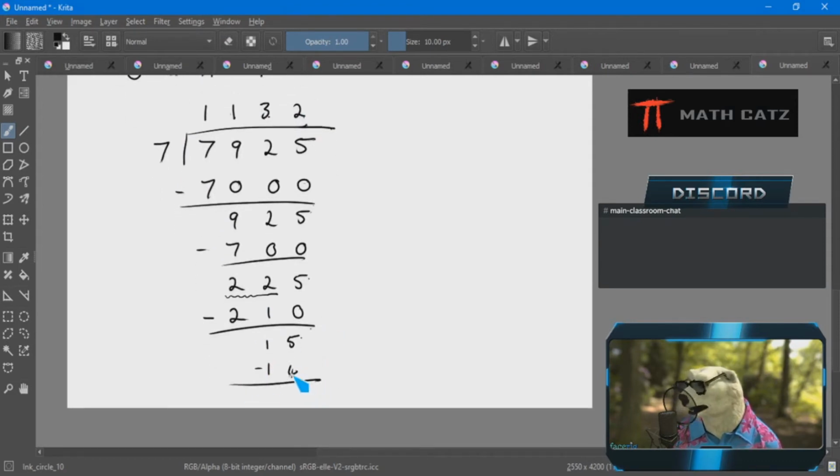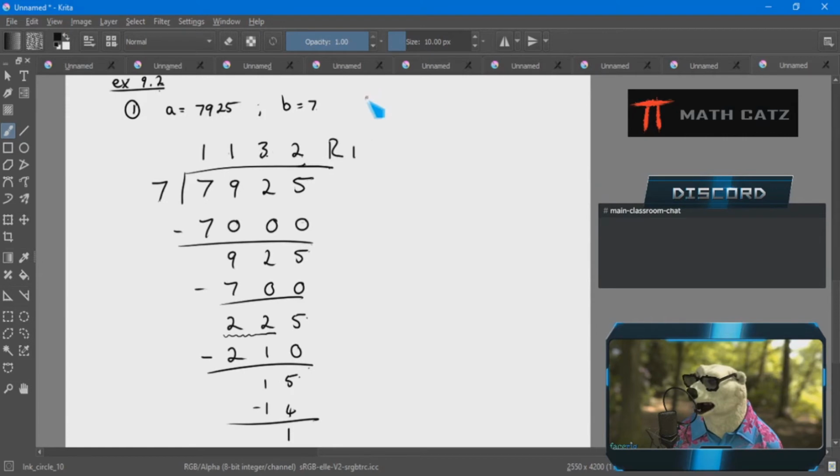And I need to take that away. Oh, just fits. And I have 1 left. And of course, 7 can't go into 1 in any whole number of times. So this allows me to say 7,925 is 1,132 groups of 7, if you will, plus 1 remainder left over. This is my quotient. This is my remainder.